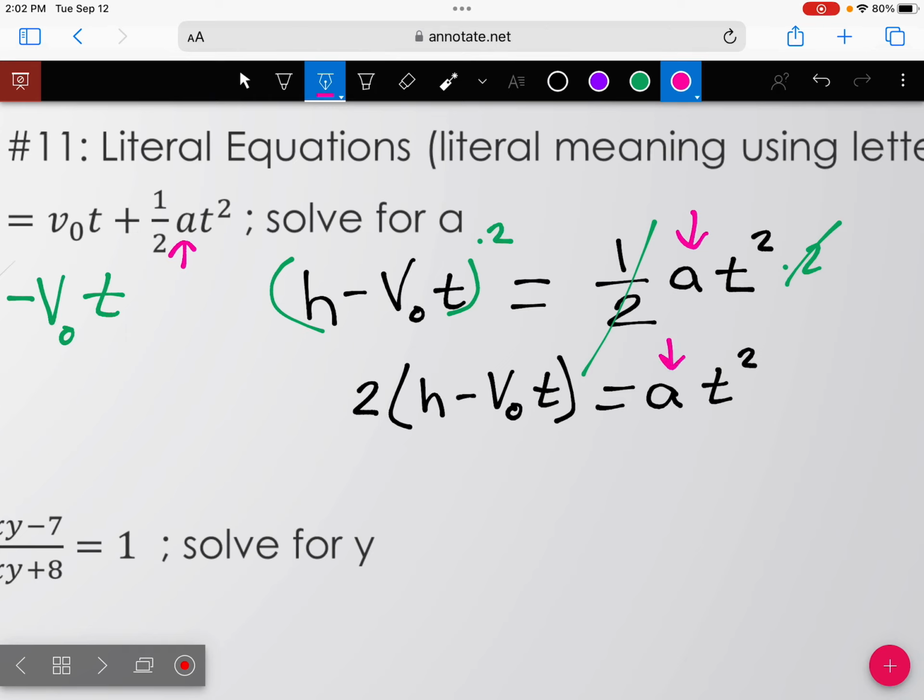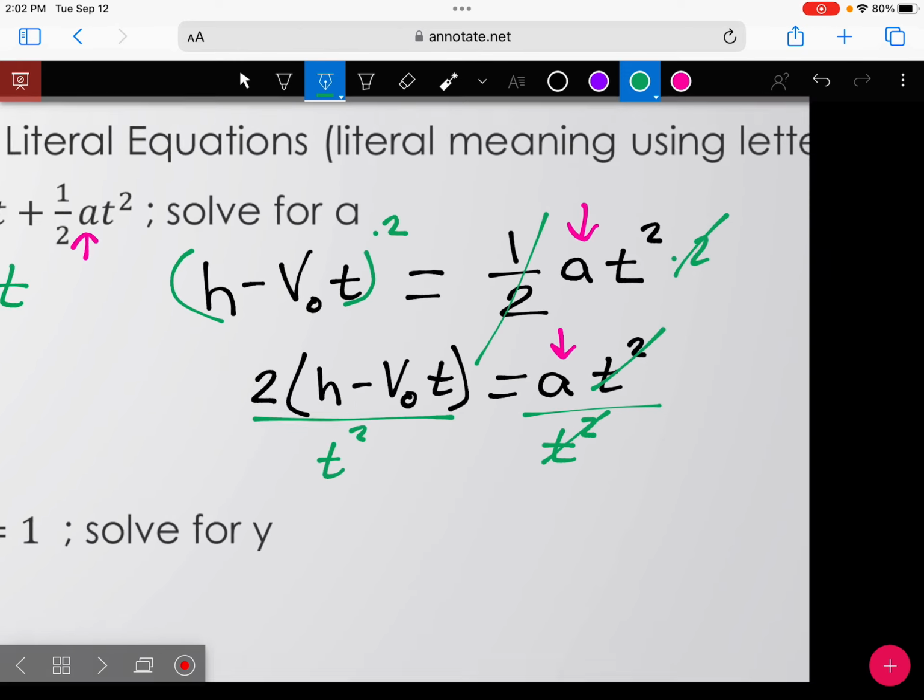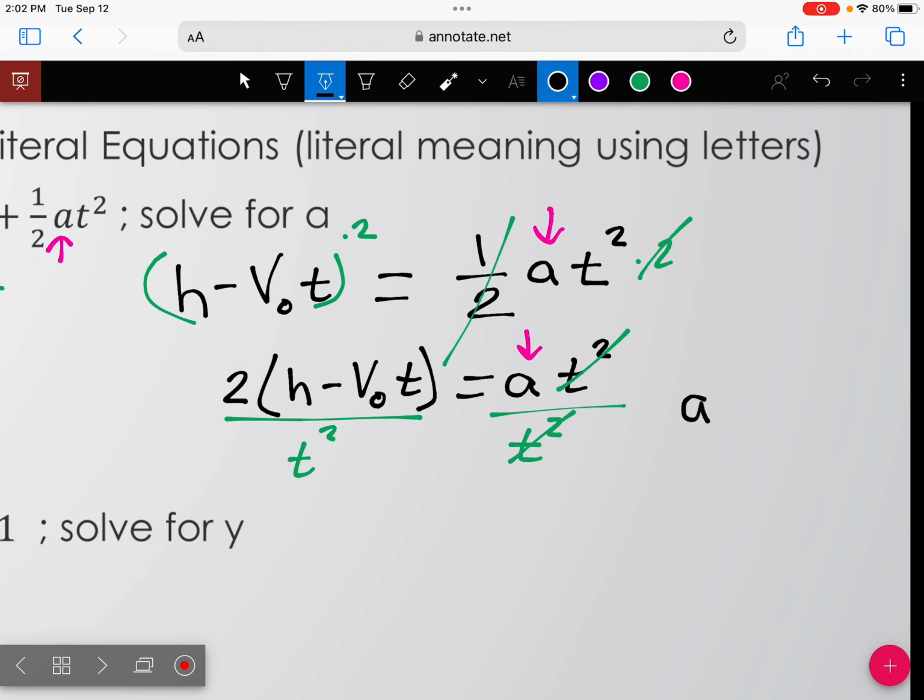Still wanting A by himself. What do we do? I heard somebody start to say something. Yeah, divide. By what? By the T squared, because that's going to make those guys cancel. But whatever I do to one side, I do to the other. So our A equals this hot mess of crazy. 2 times the parentheses H minus V naught T over T squared. And I'm 100% okay with us leaving it messy. If you want to distribute the 2 through, you can, because that'll let you simplify a T on the second half of the equation. Gross. You can. But I'm 100% okay with us leaving it messy.